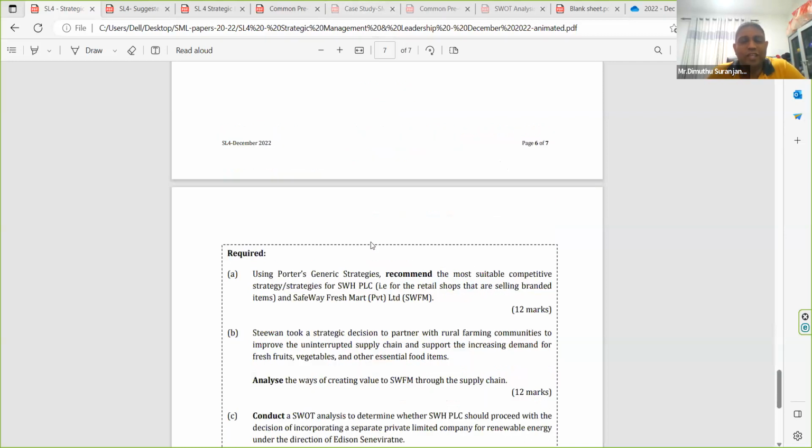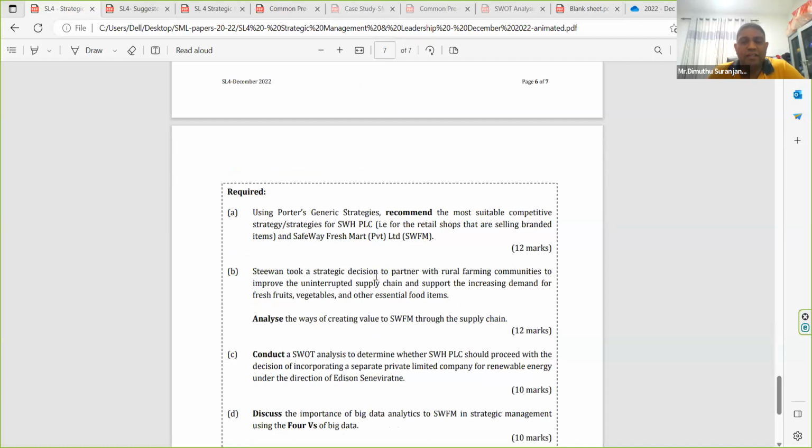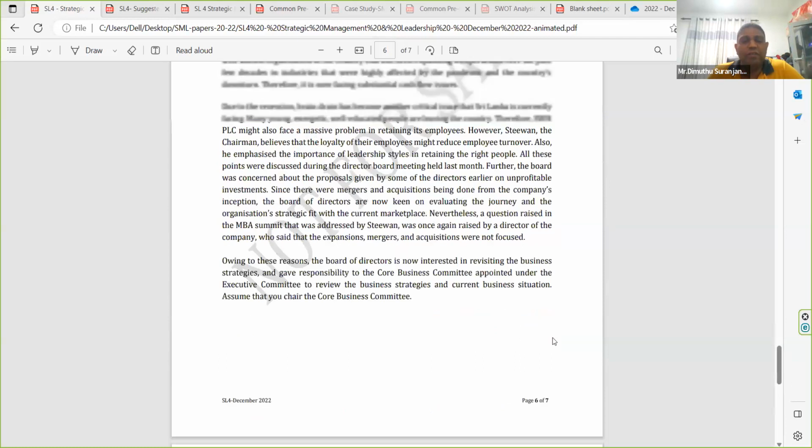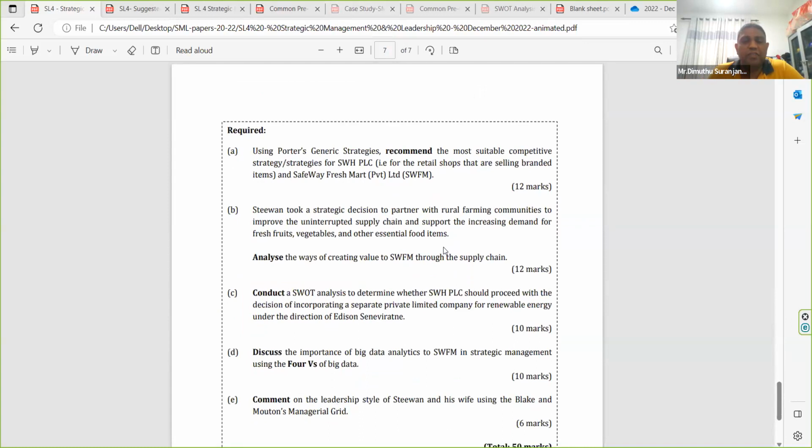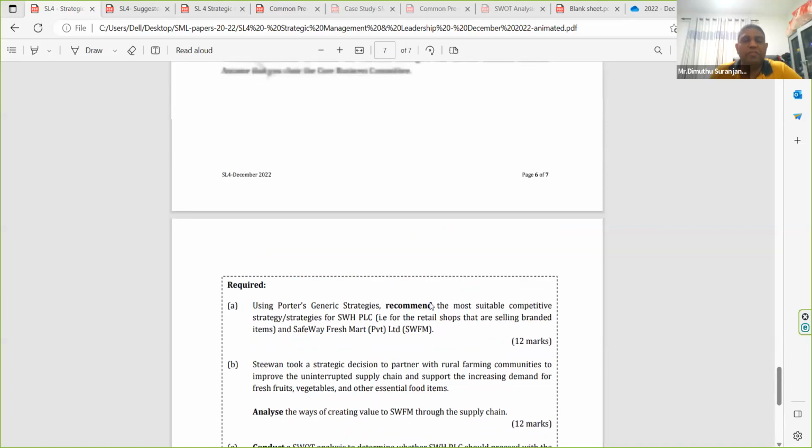There's no more there, guys. Not there. Look at the next one, part B. Ways of creating value in WFM through the supply chain. Again, we don't have information here. Part C: conduct a SWOT analysis to determine whether SWH PLC should proceed with the decision of incorporating a separate private limited company for renewable energy under the direction of Edison Senagirati. So again, when it comes to the SWOT, here we don't have the respective information.